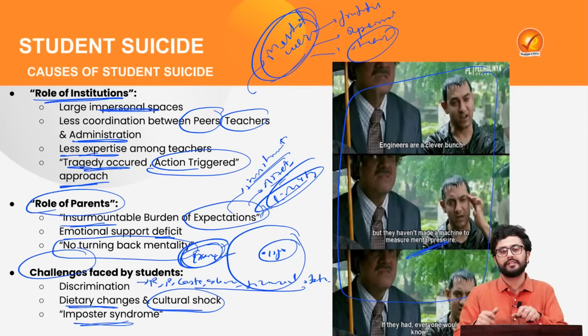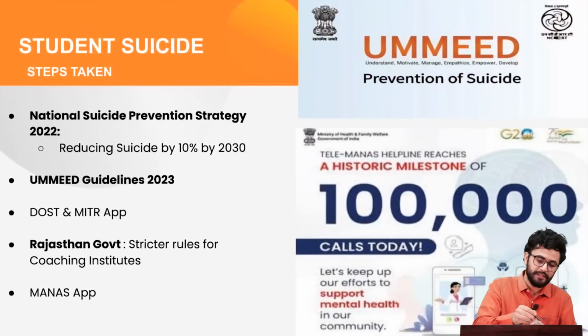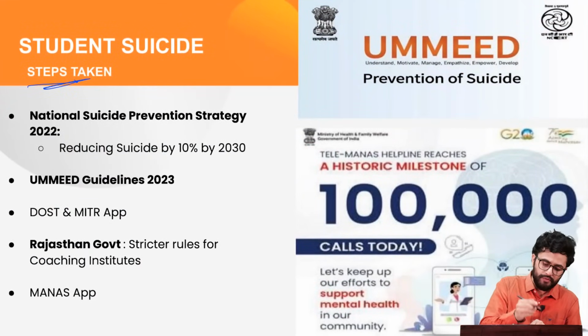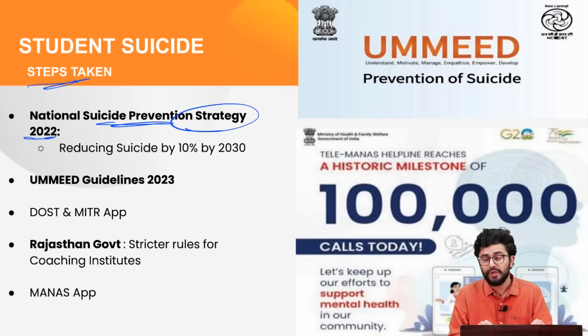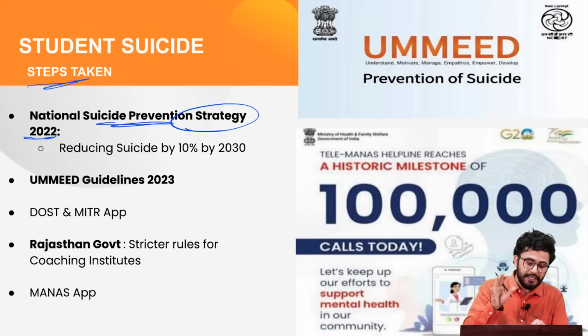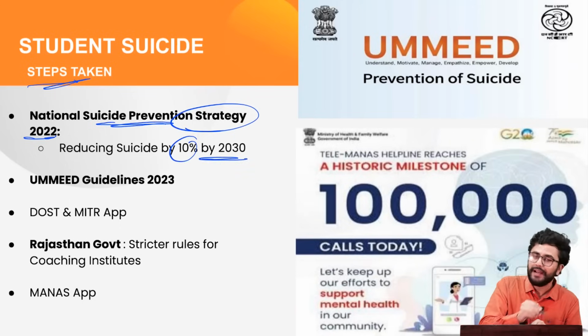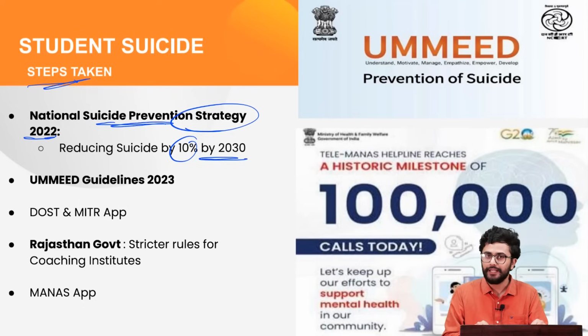Thus, to deal with such a grave issue, the government has taken several steps. First of which is the National Suicide Prevention Strategy 2022, which was launched by the Ministry of Health and Family Welfare, which ultimately aims to reduce suicides by 10% by the year 2030.